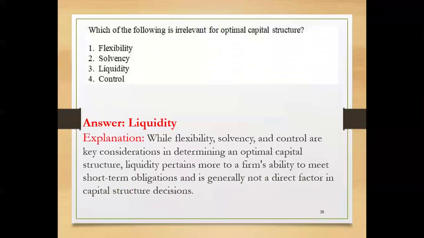Which of the following is irrelevant for optimal capital structure? It is flexibility, solvency, liquidity, and control. Yes, the answer is liquidity. While flexibility, solvency, and control are key considerations in determining an optimal capital structure, liquidity pertains more to the firm's ability to meet short-term obligations and is generally not a direct factor in capital structure decisions.